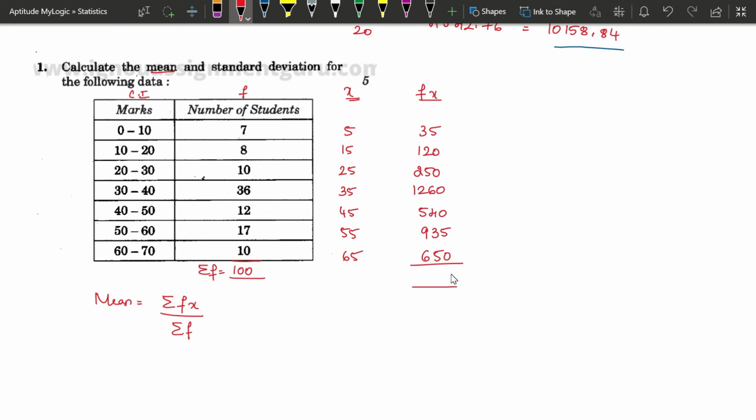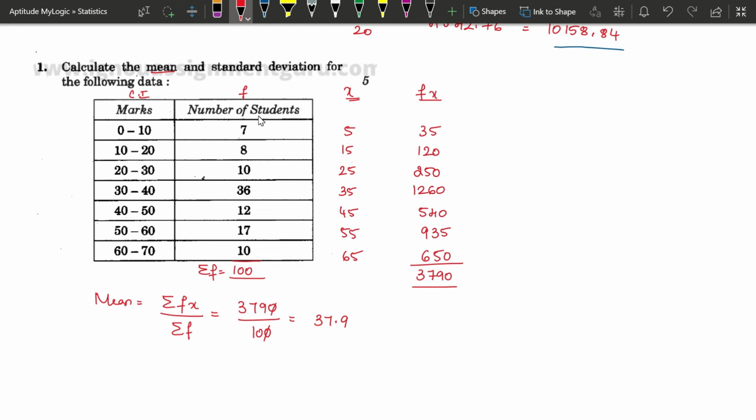Now we shall add all these products and we will write the sum of fx. I have multiplied all the frequencies with the midpoints. So here we have all the products. Now we need to add all these products, which comes to 3790. Now we can find the mean. So it is 3790 divided by 100, which is 37.9. So this is the mean of the given data.